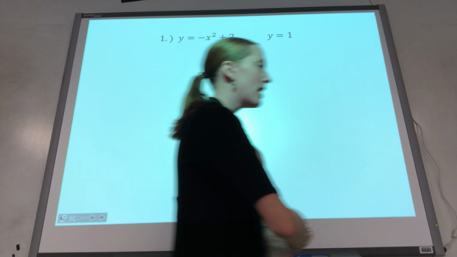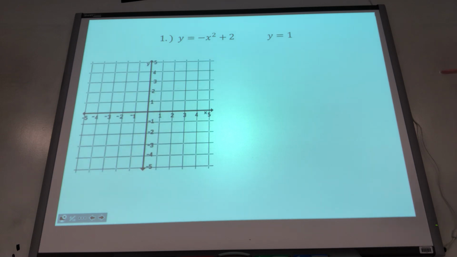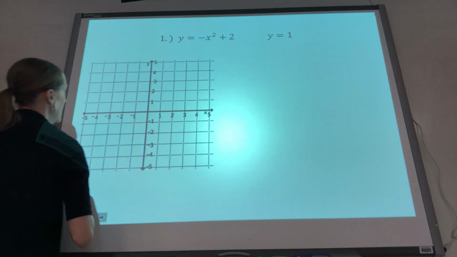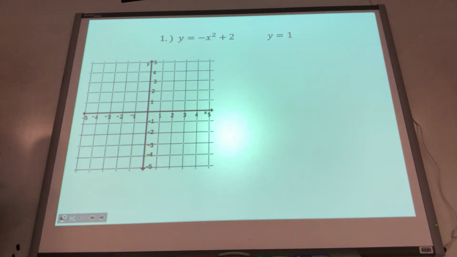Okie doke. So let's start with this one. Example 1 says y equals negative x squared plus 2. And the other function says y equals 1. Now, it's our job to sketch the region first of all, and then we'll find the area that's been bounded.